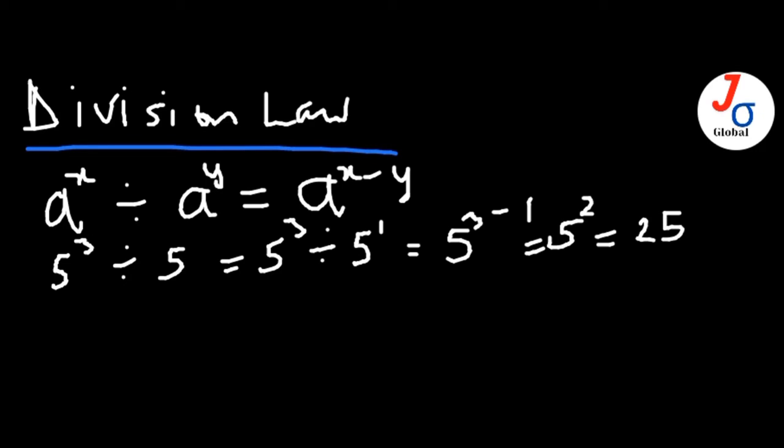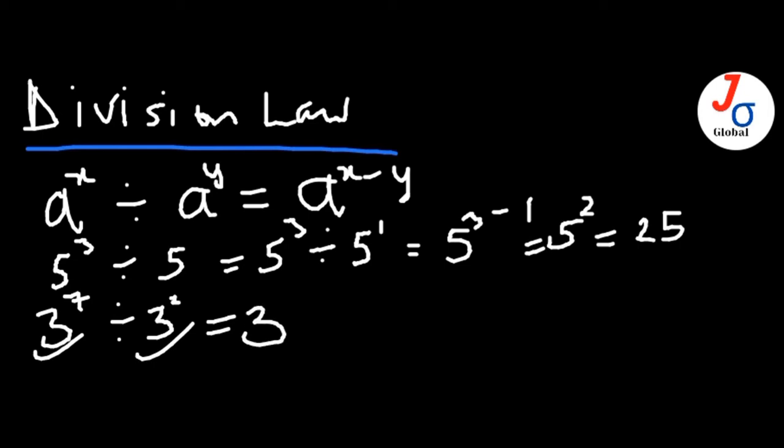Alright, let me take another example: 3 to the power of 7 divided by 3 to the power of 2. Because the bases are the same, I'm going to have 3 to the power of 7 minus 2, by the division law of indices, and I have 3 to the power of 5.